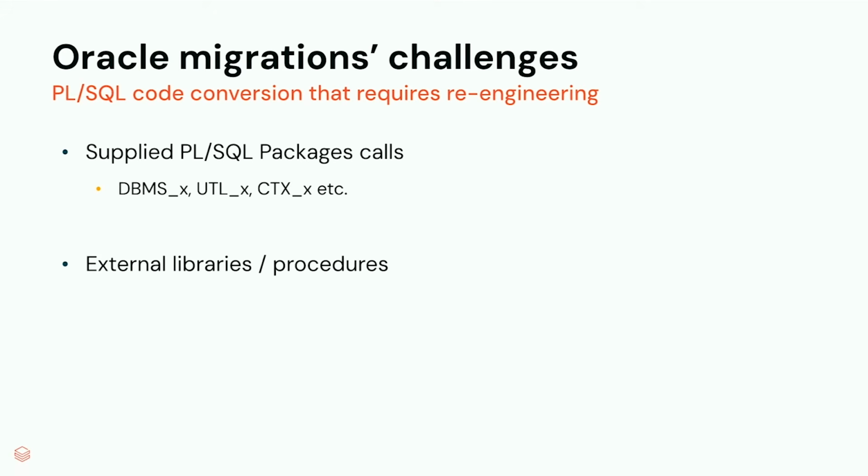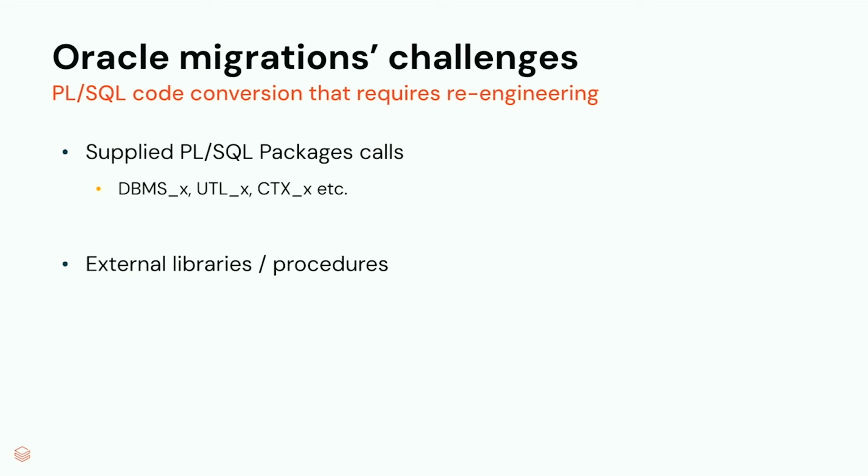Especially, for example, you have lots of stored procedures, functions, and PL/SQL packages that use intensively all of these supplied PL/SQL packages. They are usually named DBMS something, UTL something, CTX something. And for all of this, we don't have parity because they are packages supplied by Oracle. So if you have this in your code, that means that you will have to reverse-engineer the code and write something that will be compatible with Databricks.